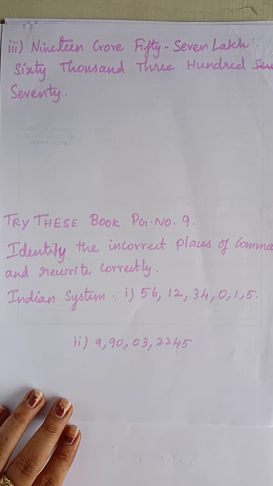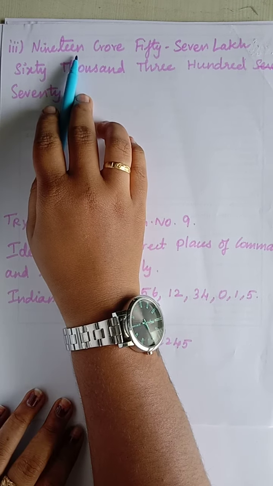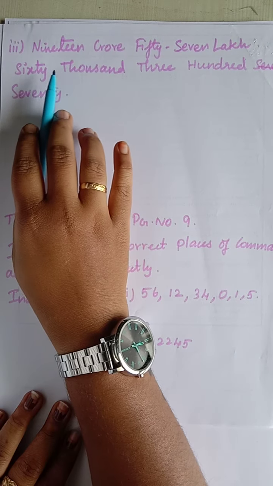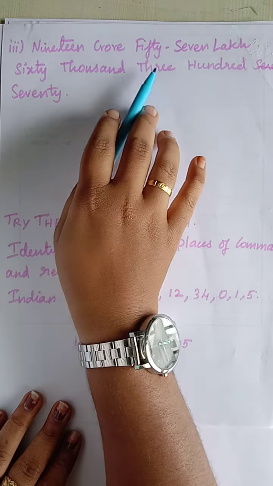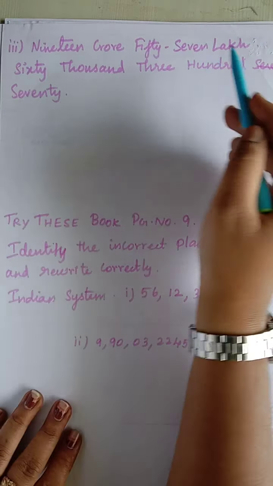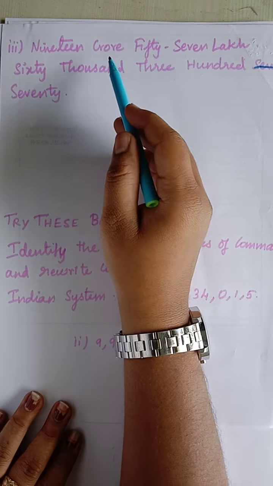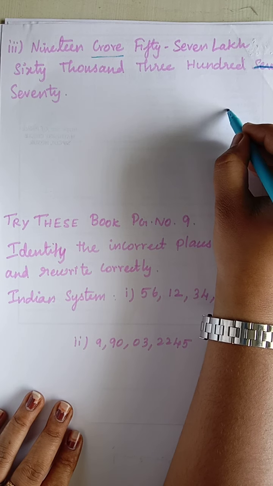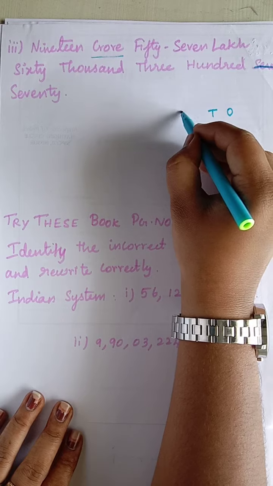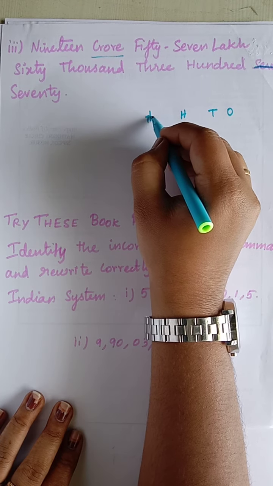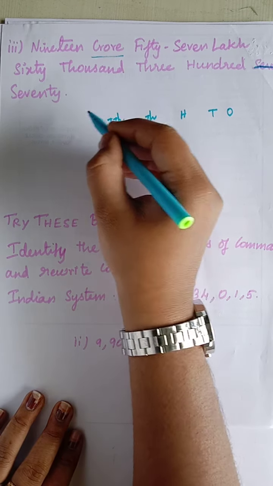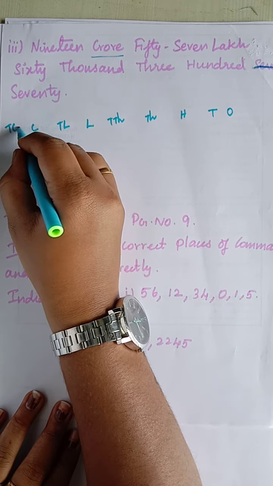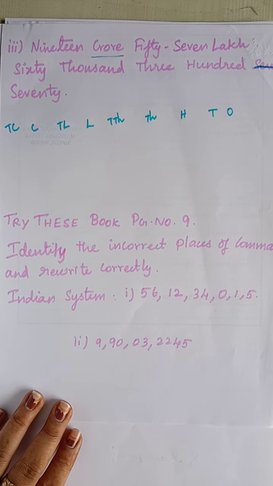Okay, the third sum. Okay, so 19 crore 57 lakh 60,370. So I'll leave it. Okay, the biggest place value is crore. So till crore we have to write the place value chart. So ones, tens, hundreds, thousand, 10,000, lakh, 10 lakh, crore, 10 crore. Okay, now I have written the place value chart.